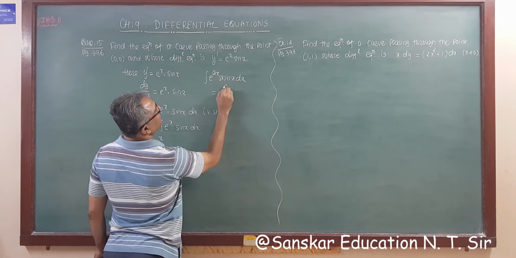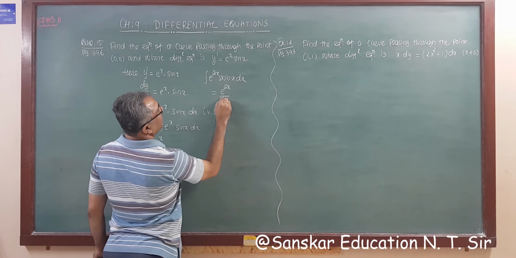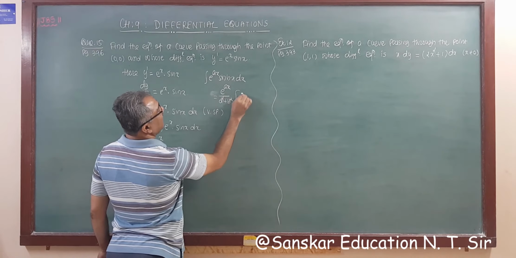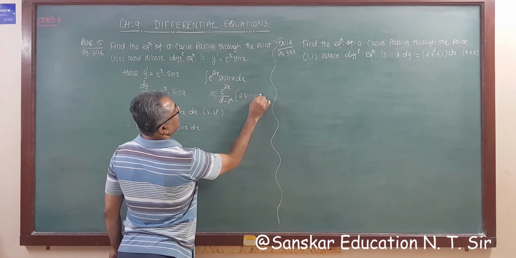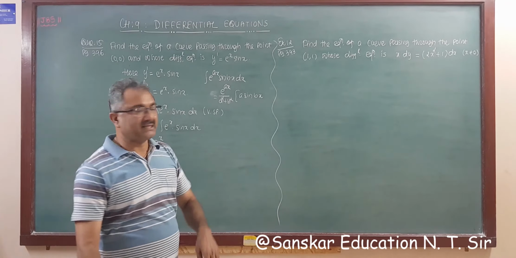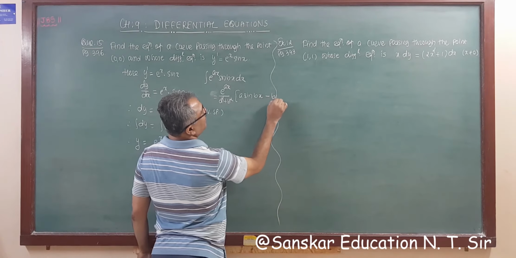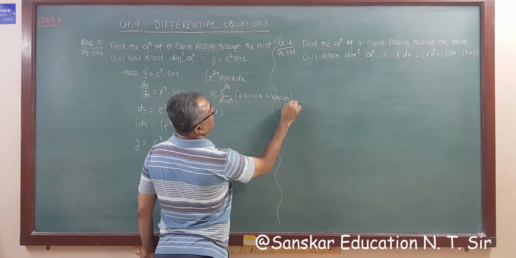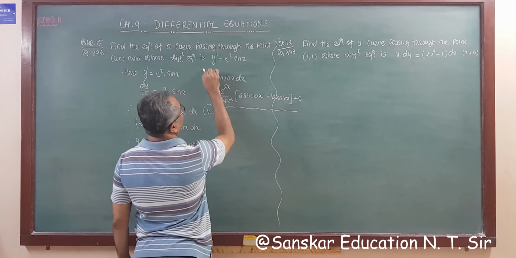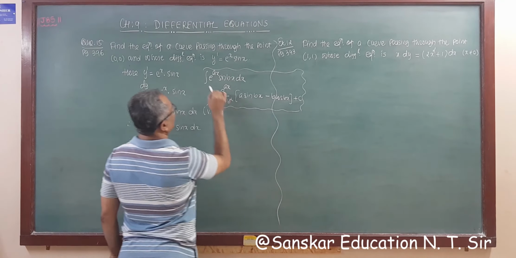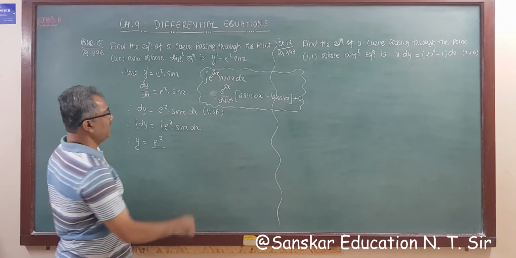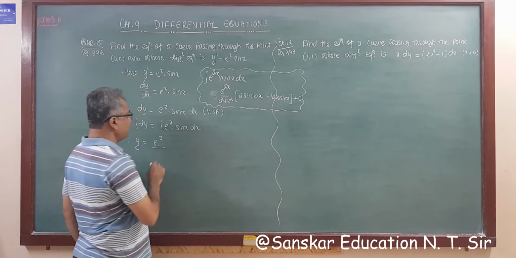The answer is e raised to ax upon a square plus b square, right, times a sin bx minus b cos bx, plus c. This is the answer. So we are applying this formula here, right? So for this formula here, what is a? a is 1 and b is 1.